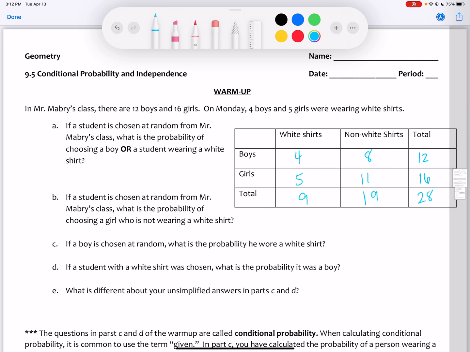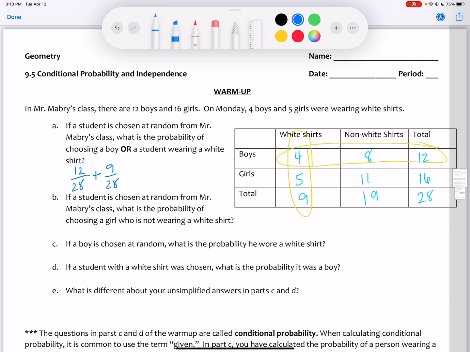So if a student was chosen at random from Mr. Mabry's class, what is the probability of choosing a boy or a student wearing a white shirt? So for these probabilities, we're choosing a boy. How many total boys do you see? Well, I see 12 out of 28 total students in the class. And "or" means I'm going to add the probability of students wearing a white shirt, which is going to be 9 out of 28.